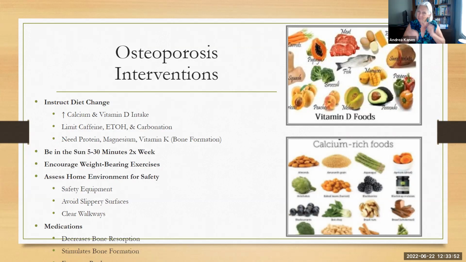All right, limiting caffeine, alcohol, carbonation, all of that. We need protein, magnesium, and vitamin K, our adjuncts to bone formation. We need to be in the sun, because we can't activate vitamin D without some sunshine. Weight-bearing exercises: people need to be upright on their feet. People that are sedentary, sitting in a chair all the time, it's a problem.